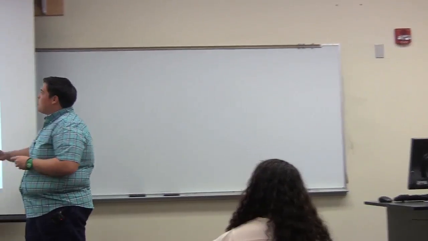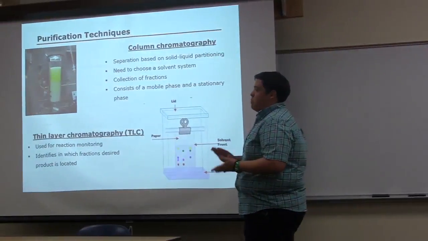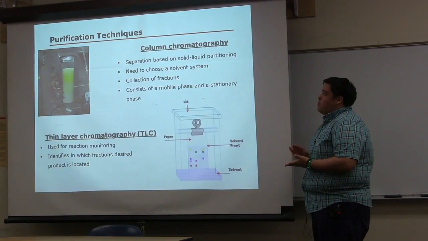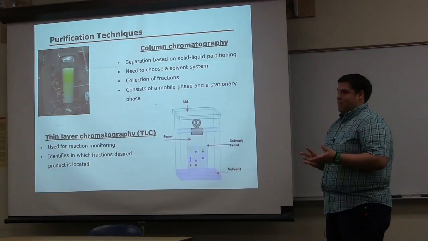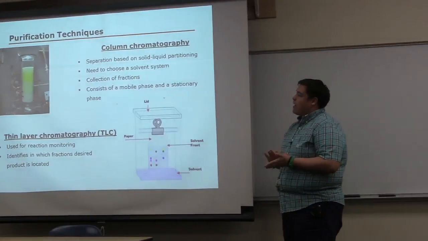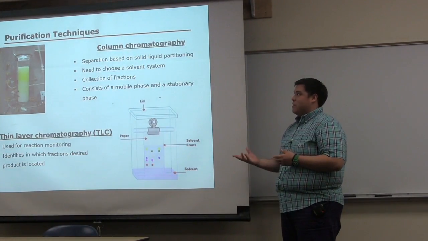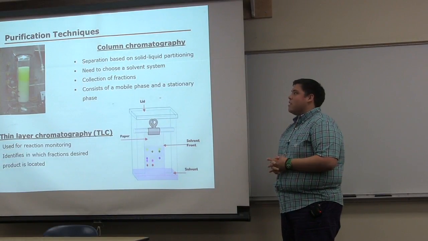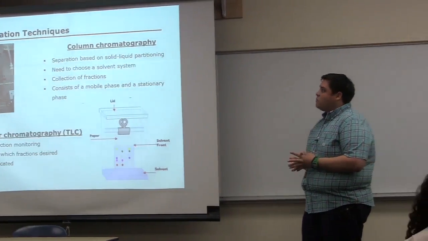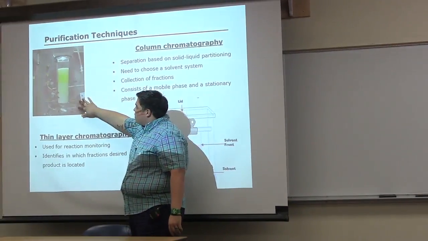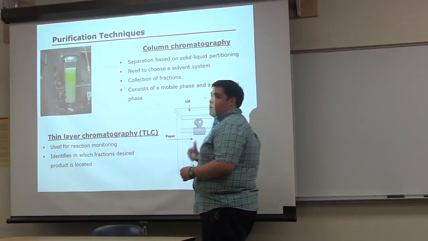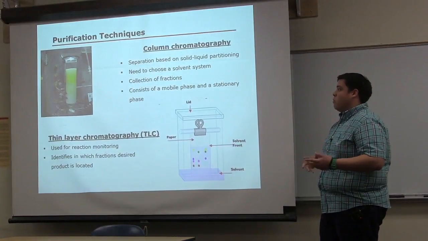Now it's the purification techniques. This is the hardest part. For purification, we use column chromatography. We separate the compounds according to polarity. What we mean by polarity is that you have a compound that is more electronegative than the other one. Electronegativity means it attracts electrons more than the other compound. This is the setup for column chromatography. We run solvents through the column, and then we separate the compounds according to polarity.